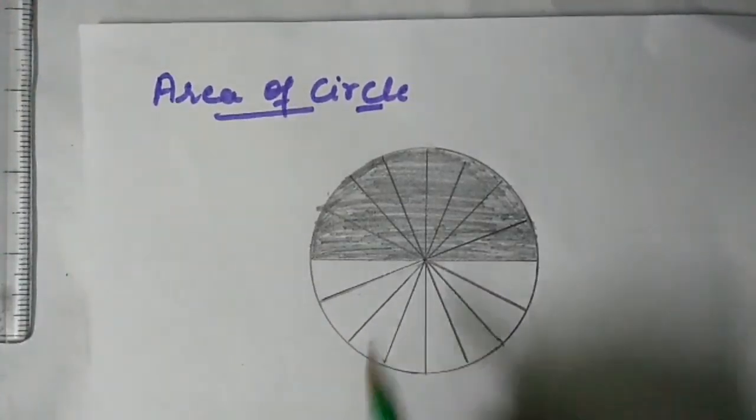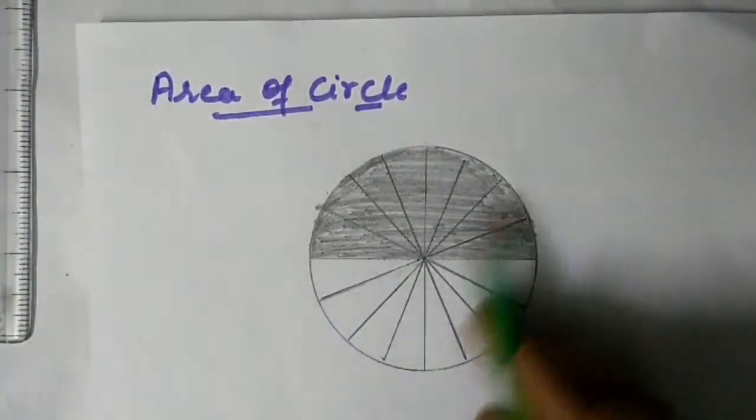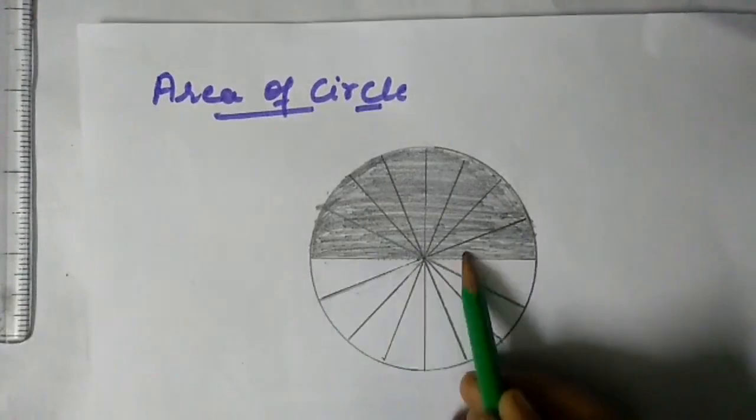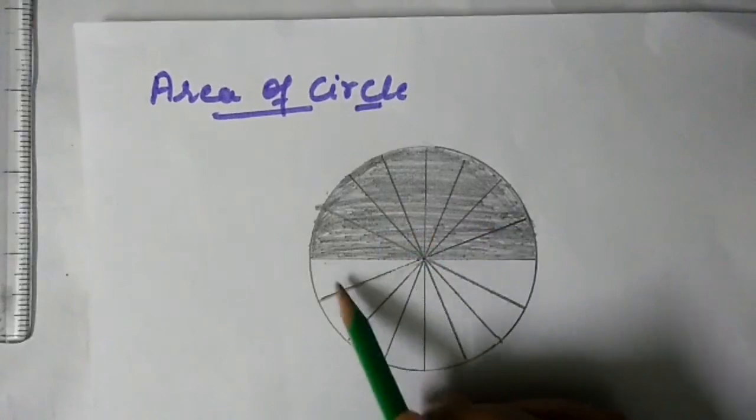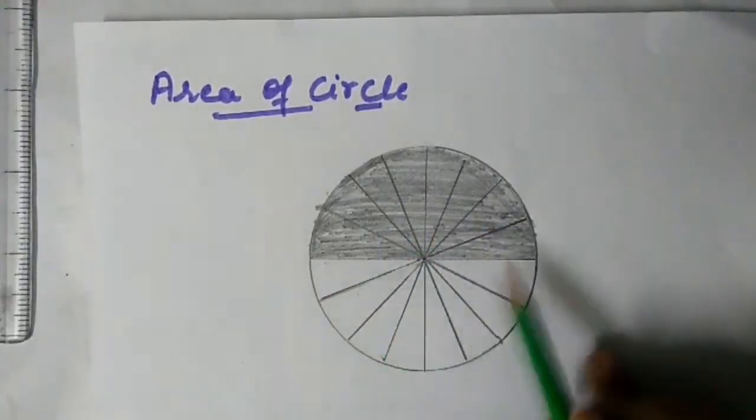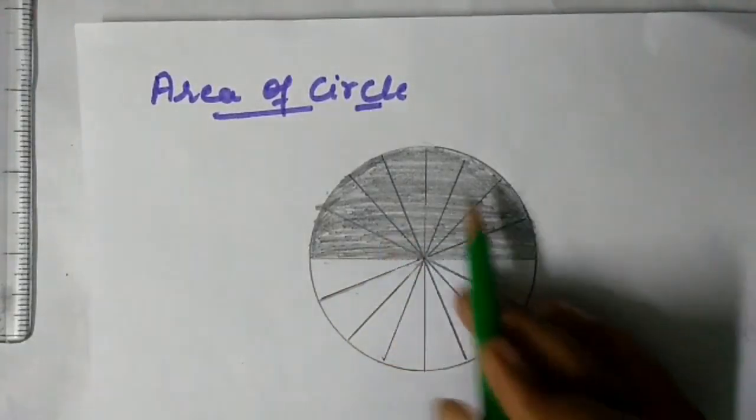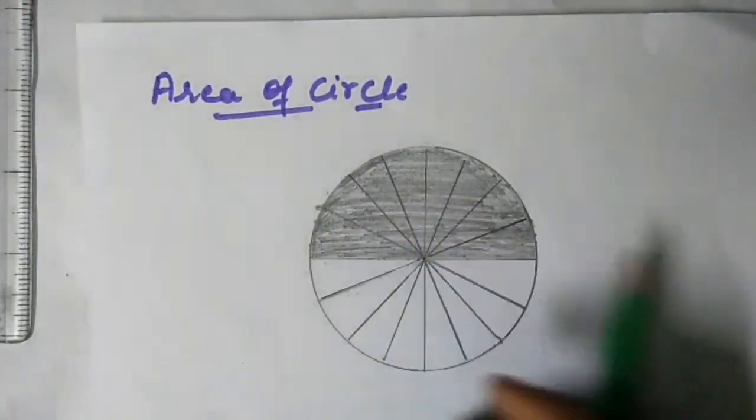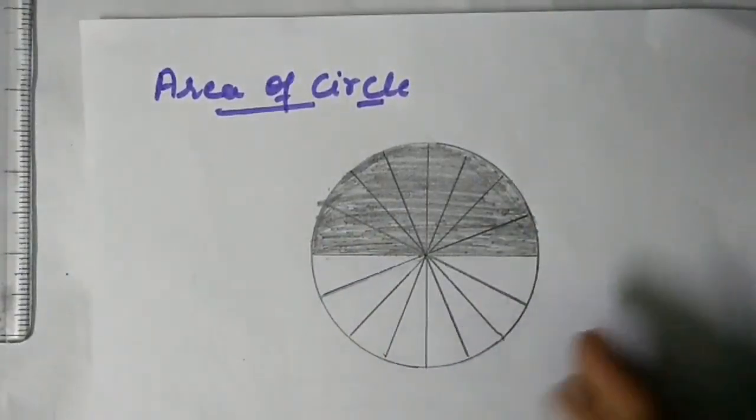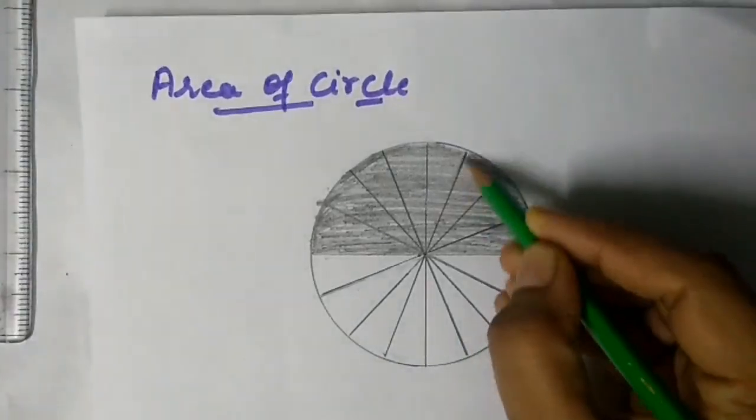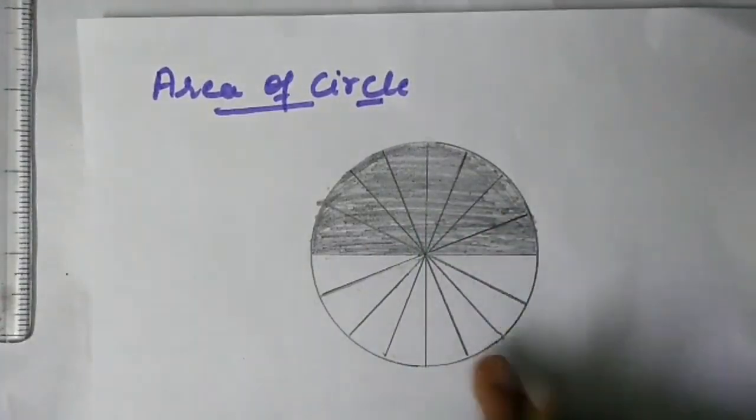Then draw a diameter of the circle. First I have to draw a circle, then draw a diameter. This is the diameter. Shade half of the circular region in light color, and half of the region in dark color, as shown in this figure. Now divide this circular region into 16 equal parts. I have drawn these lines and the circle is divided into 16 equal parts as shown in this figure.